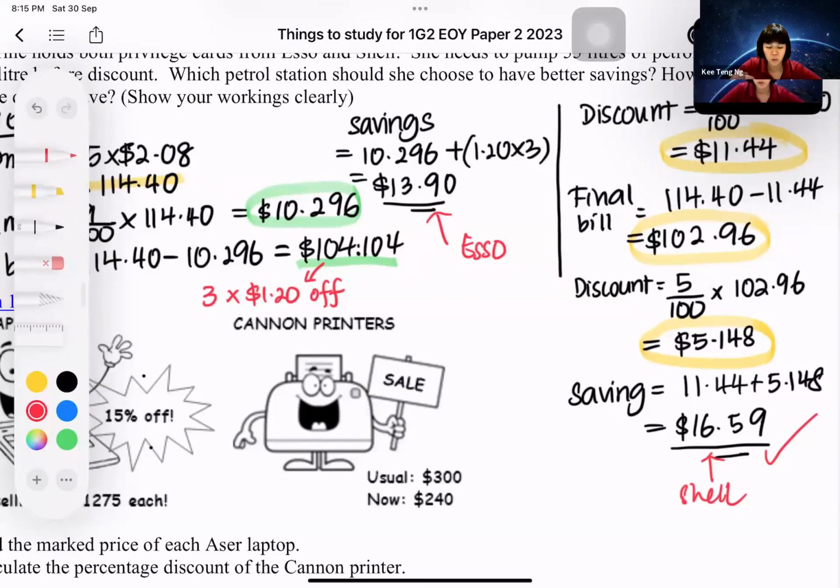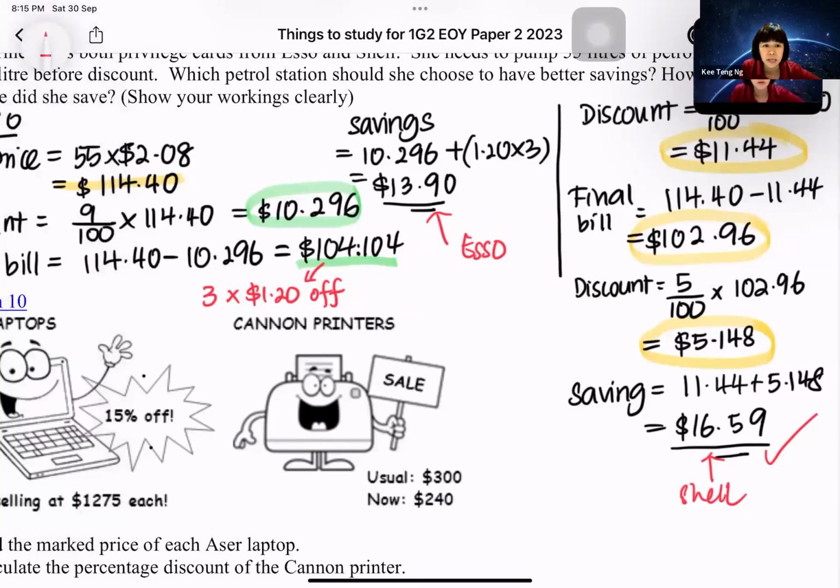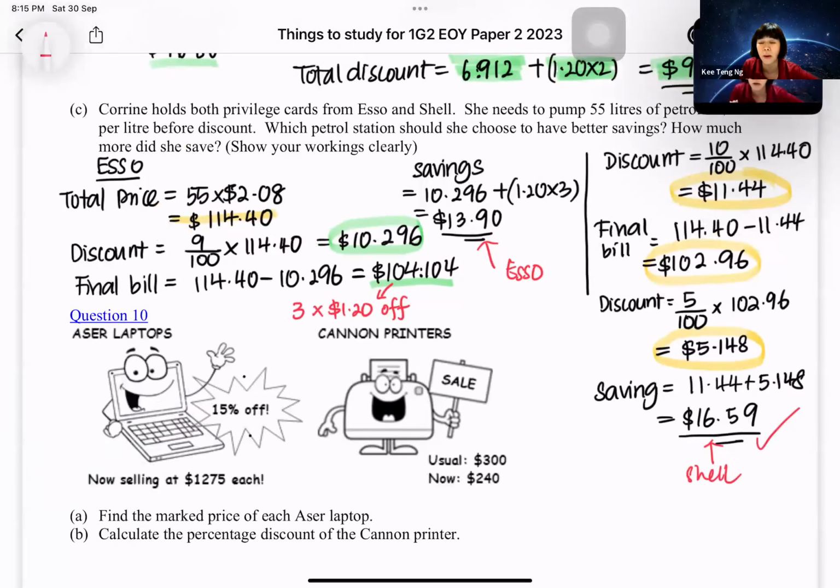Is that okay? So this question is a little bit difficult. Usually for this kind of question, it appears in paper 2 and you will get about 3 to 4 marks. Then you need to show the working and compare. So if they say how much did they save or how much more did she save, then you need to find the difference. How much more did she save? So the difference will be $16.59 minus the Esso $13.90. Then the difference will be $2.69.